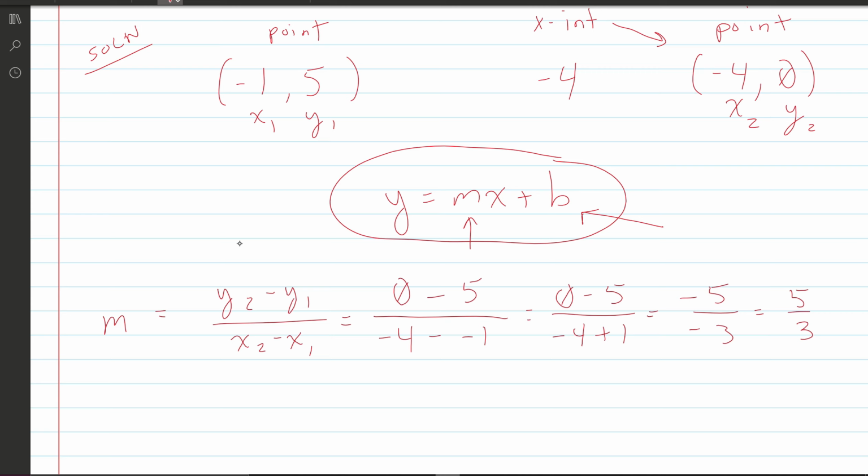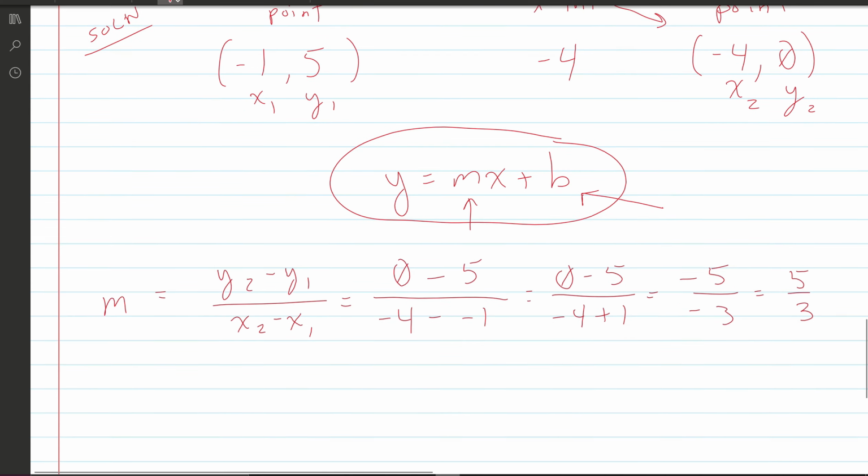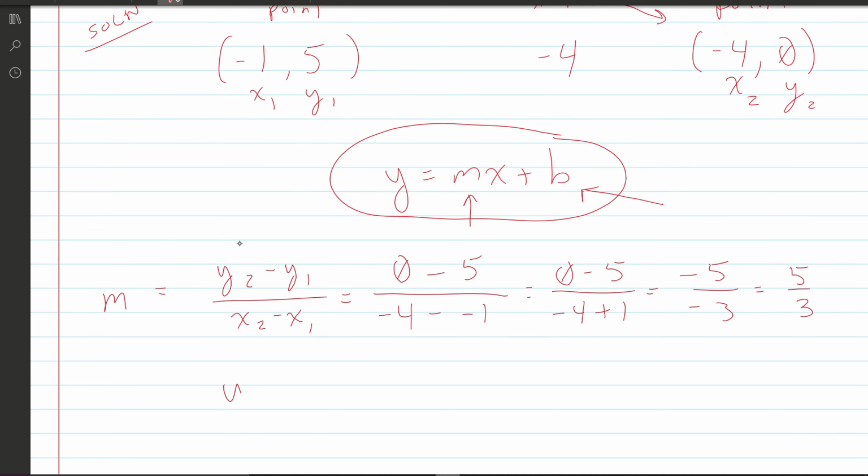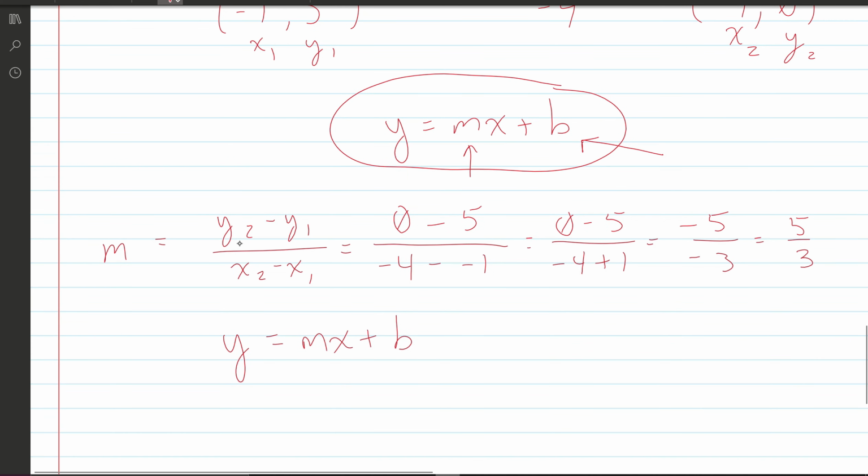We could very well use point-slope form and substitute in for x1, y1, substitute in the slope, and then we could go ahead and algebraically manipulate the equation and turn it into slope-intercept form. I'm going to go with the first way. So the first way, we have y equals mx plus b. Well, we just found the slope to be 5/3, so you can plug a 5/3 in.